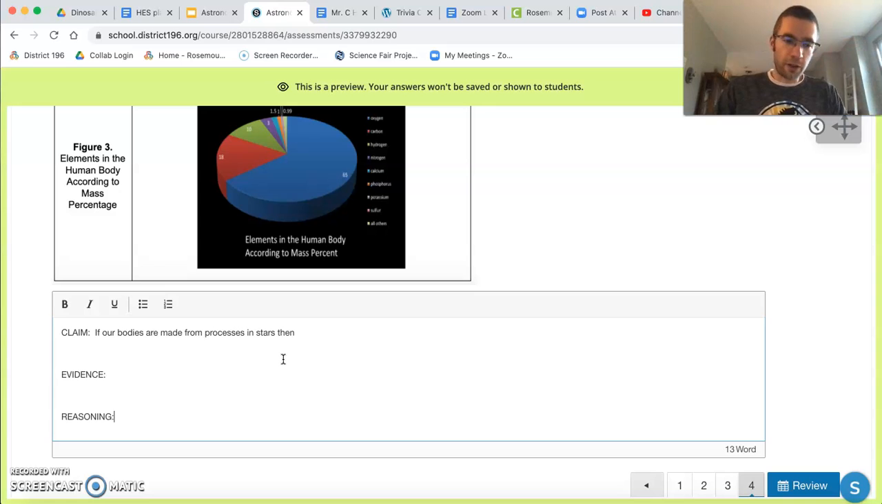As far as the amount in each of these different sections, the claim should be the shortest. Remember, it's just a statement. Evidence should be a little bit longer. And the biggest part of this is your reasoning.